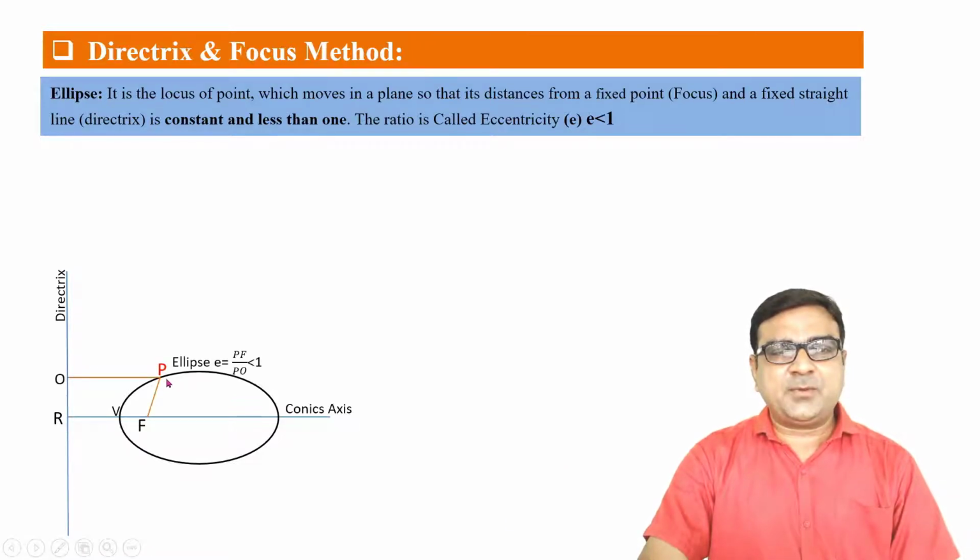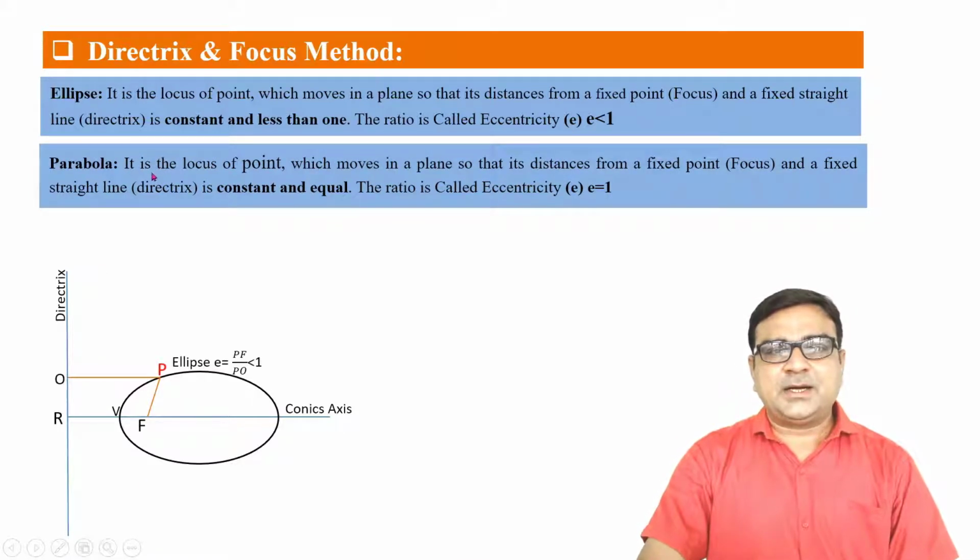If you take any point on this ellipse, suppose P, then the PF distance divided by the PO distance, that ratio, is always less than 1. For any point on the ellipse, this ratio will be constant and it is always less than 1.